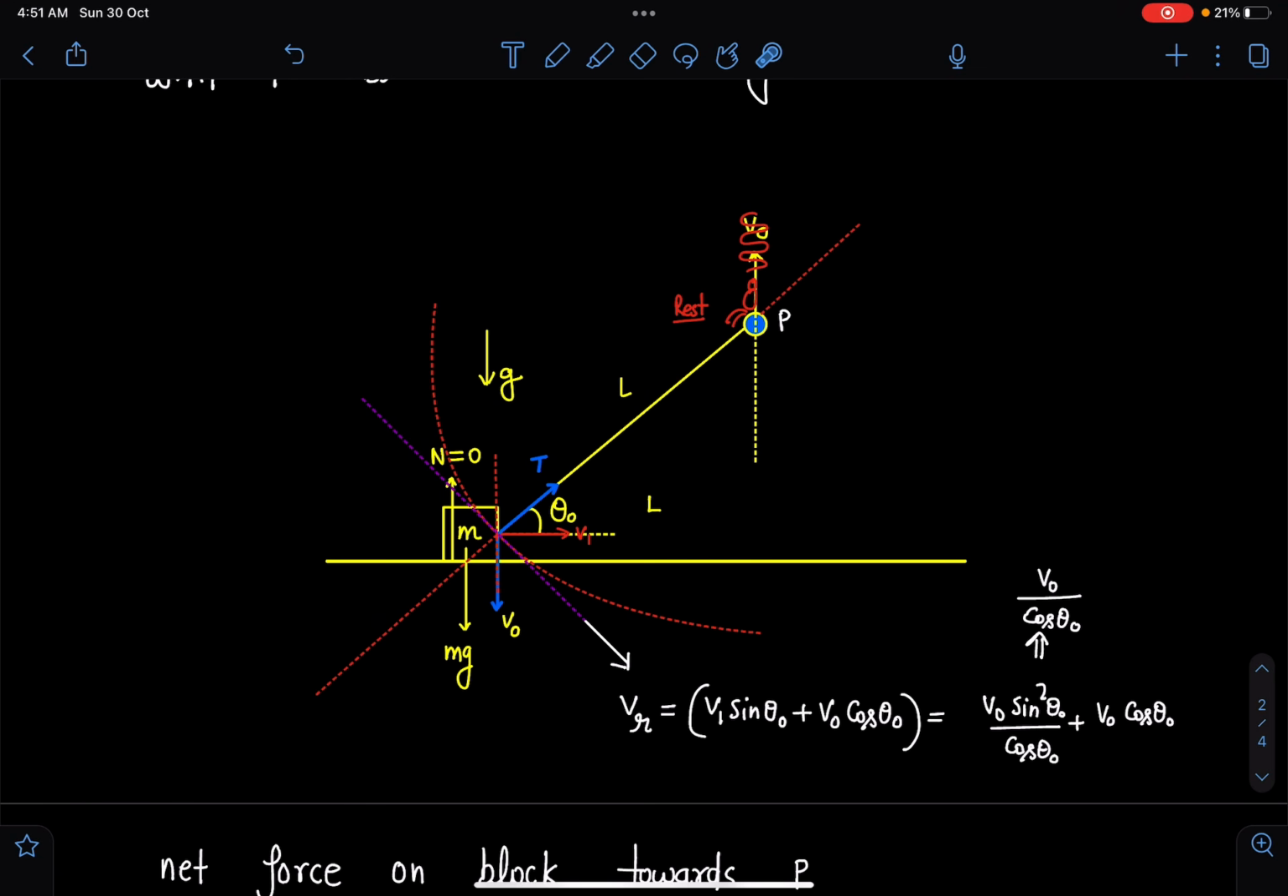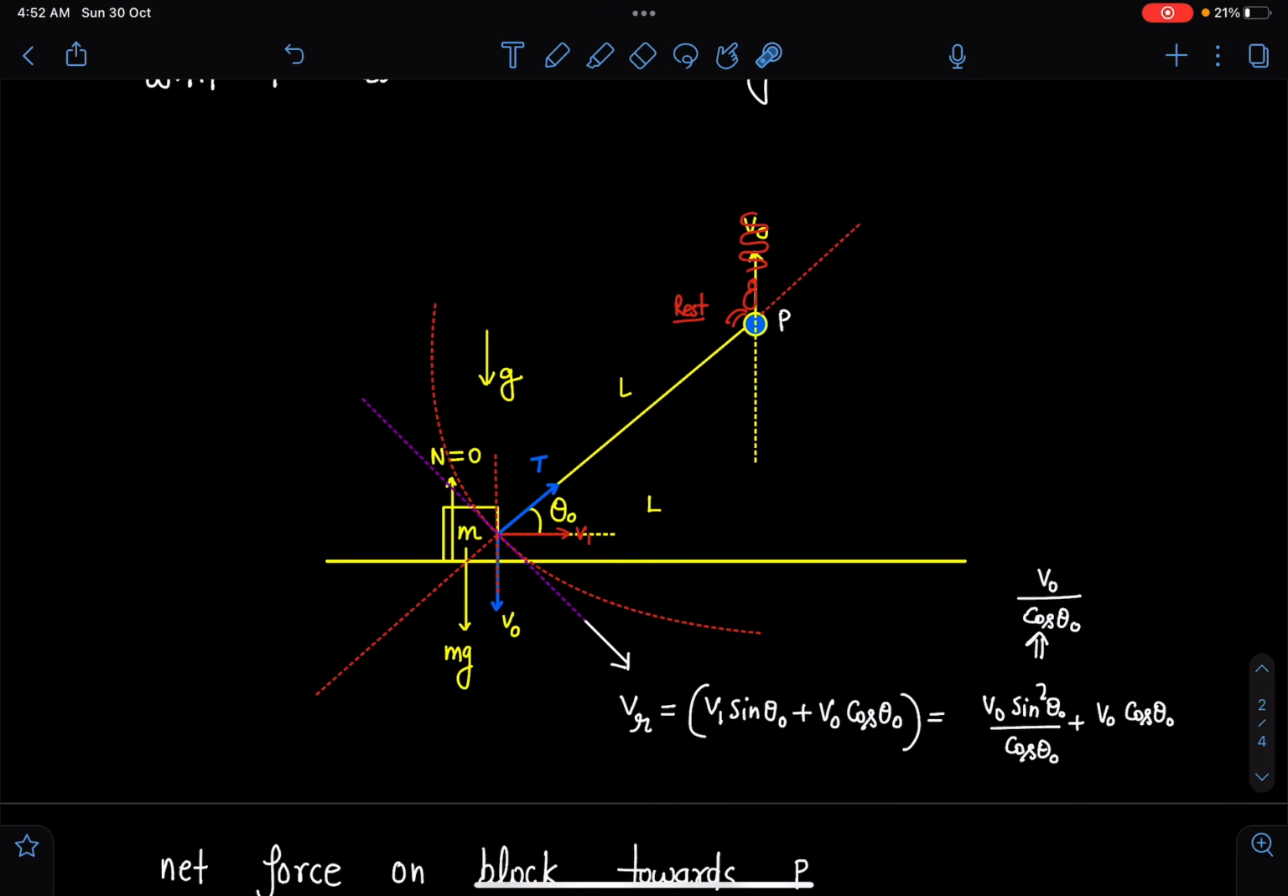So you can see the net velocity of this point is going to be along the circular path with respect to point P. So I'm calling this V relative. You can see this velocity is V1, this velocity is V0, and this angle is theta naught. So V1 sin theta naught plus V0 cos theta naught will become the V relative, and that will be along the circle. If I substitute the value of V1 here and simplify, I am going to get this value as V0 by cos theta.